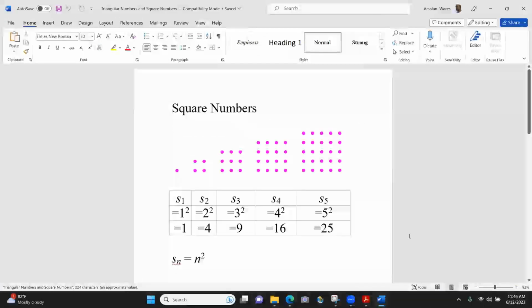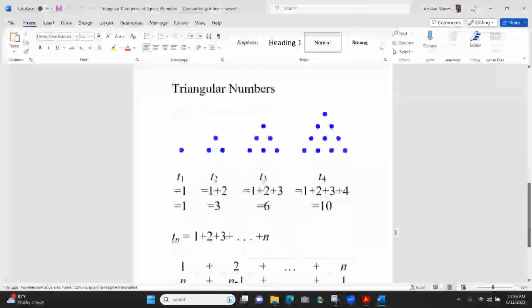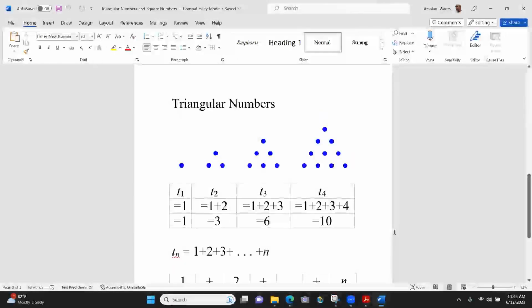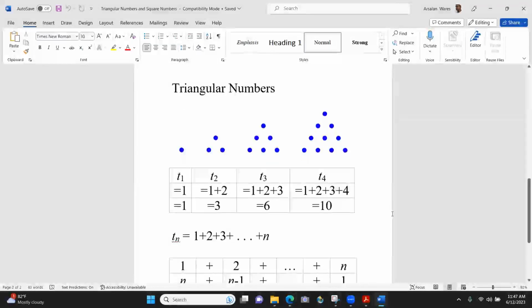All right. So we talked about square numbers. Triangular numbers are actually something we have already talked about. They're connected to Gauss's sum. So the first triangular number is T1, which is 1 dot. The second triangular number is 1 and 2. The third triangular number is 1 plus 2 plus 3. The fourth triangular number is 1 plus 2 plus 3 plus 4. And we know how to find Gauss's sum.